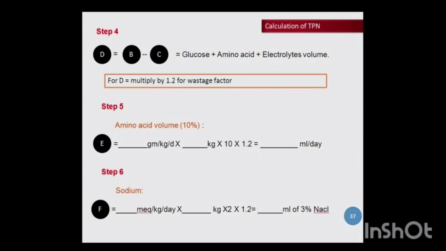In step number 5, now we will calculate the amino acid volume. The amino acid that is generally used is 10%. So we will multiply the amount that we obtained by 1.2, which is the wastage factor. Now in step number 6, the sodium requirement is calculated. We will try to get the entire volume by using 3% NaCl, which contributes 2 milliequivalents per ml.